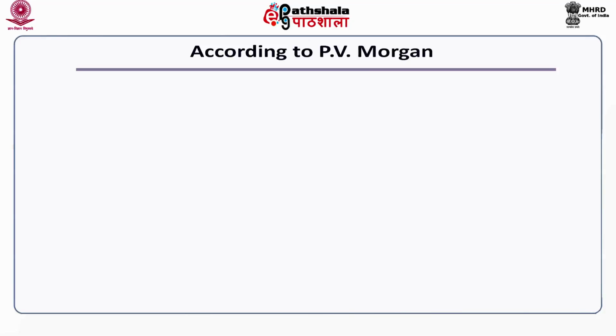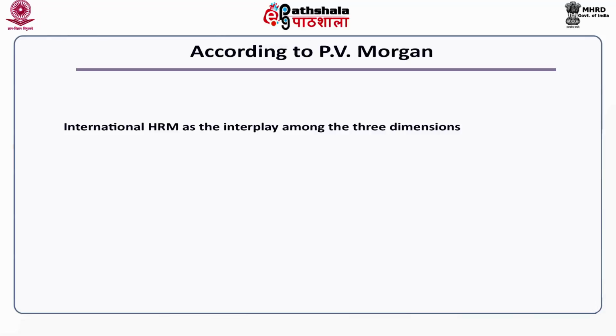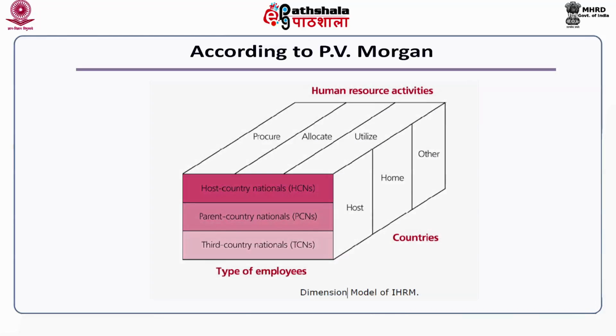According to P.V. Morgan, international human resource management is the interplay among the three dimensions: human resource activities, types of countries, types of employees. As we can see in the diagram, the dimension model of international human resource management given by P.V. Morgan, international human resource management is the interplay among three dimensions: human resource activities like procuring, allocating and utilizing the personnel, the countries, host country, home country and the third country, and the types of employees, which are the host country nationals, parent company nationals and third country nationals.